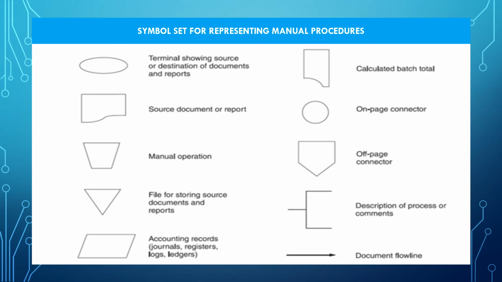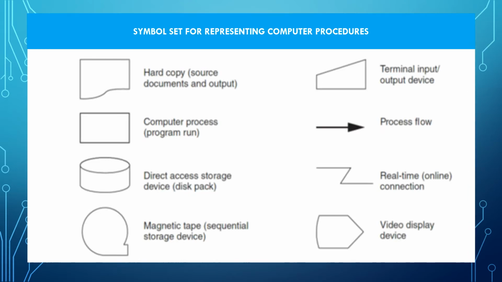This table shows the symbols that we can use for manual procedures in the data flow chart, and these symbols are used in computer procedures. This one is for when we key in data, and this one is for a real-time connection. We will have some examples of that. So instead of a file for storing, where normally we have two lines in the manual, here we have this simple symbol to represent a direct access storage device.